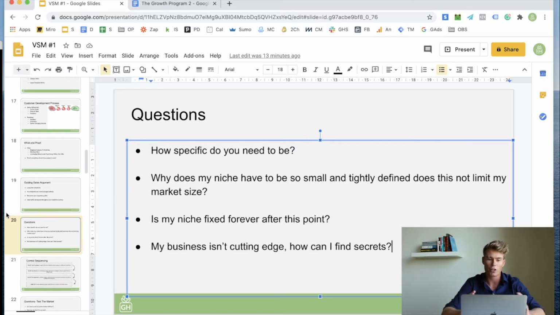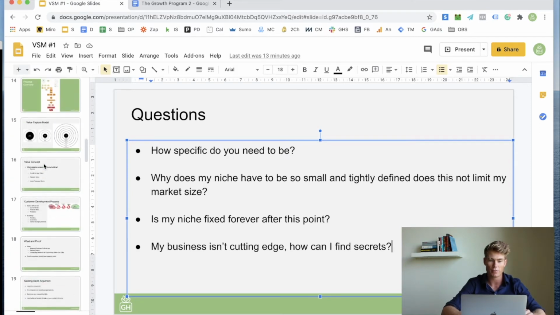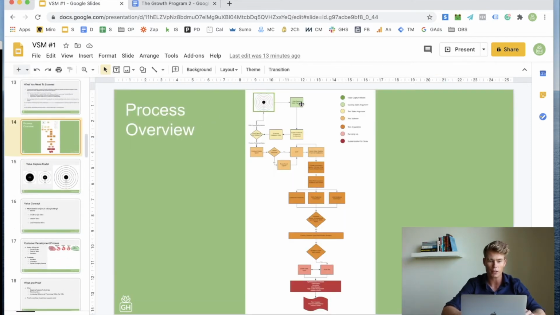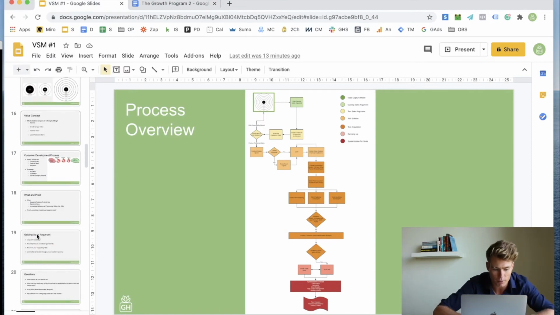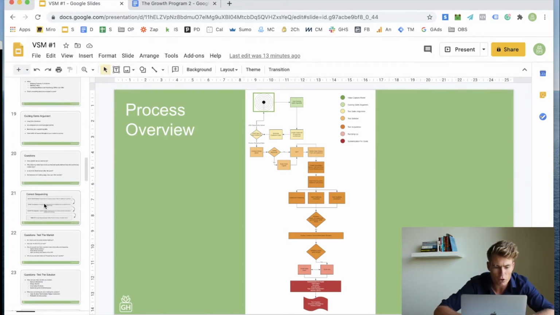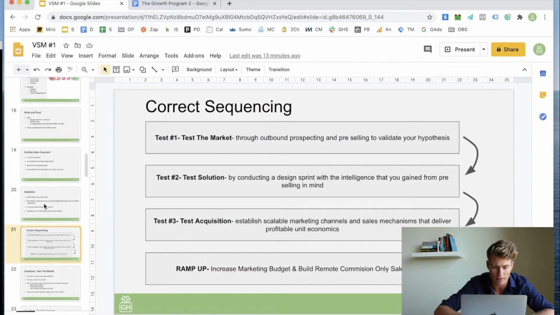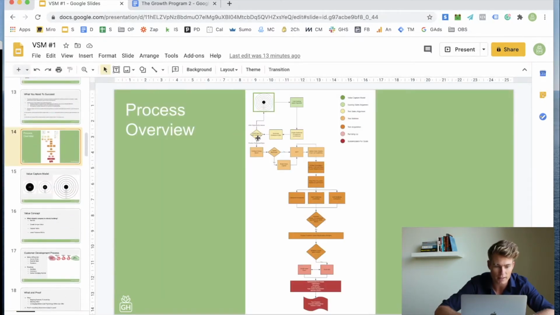Okay, so that summarizes the questions here, guys, for this section. So just referring back here, that referred to the first part of the model. So zooming in here, we have looked at the value capture model and the guiding sales argument. So moving down now into sequencing, okay? This sequencing section covers all the way from here right the way down to this part of our model. So this is the bulk of our process, guys.